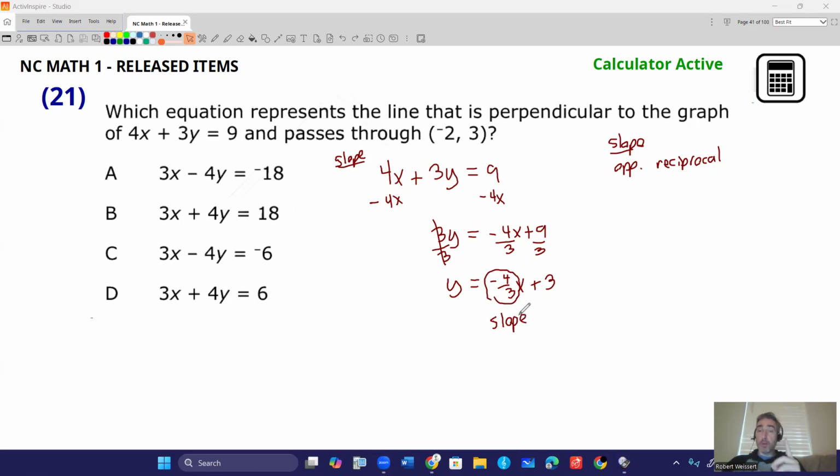So to get an opposite reciprocal, I'm going to flip that fraction. Instead of saying 4/3, I'm going to say 3/4, and I'm going to change the sign of it, so it's going to be positive 3/4. You can solve all of these for y and get the slope, but the shortcut for getting the slope when it's in standard form is to take the coefficient of x divided by the coefficient of y, and switch the sign. So if you know that that slope is negative 4/3, you can actually take this 3 and negative 4 and divide them.